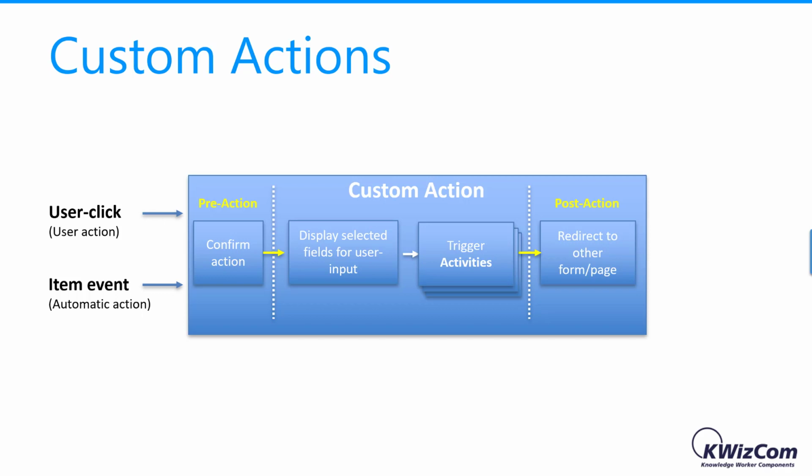In the previous video we created one activity that we're going to use now when we create our first custom action. Before we create our first custom action, just a quick recap on what we've learned so far. Custom actions are actually workflows. Custom actions can be triggered either by a user click on a custom button or by an automatic item event, which happens when an item is created, updated, or deleted. Once a custom action is triggered, it will execute all its included activities.